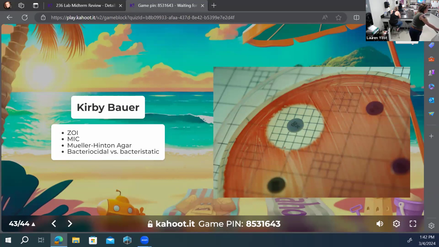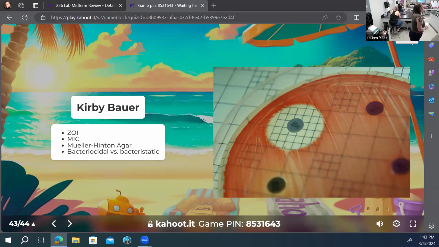The Mueller-Hinton agar, what its purpose is and why it is the way it is. It is going to be a very defined depth, as well as have pH buffering to allow the antibiotic itself to be able to function properly, not be affected by pH, as well as diffuse evenly throughout the media. It's got to be comparable between plates as well.